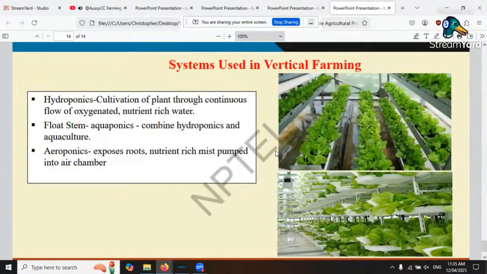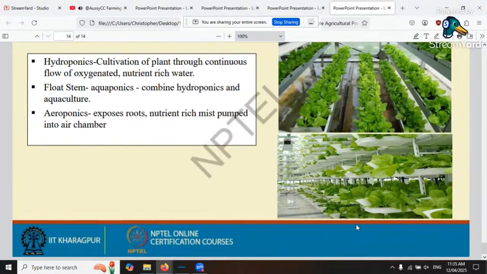Systems used in vertical farming. Yeah, look at this tight compacted one. They're growing lettuce. It's so tight. But successful. Look at that. It's just, why not? Aeroponics is another different way. They're not dipped in the water so much.